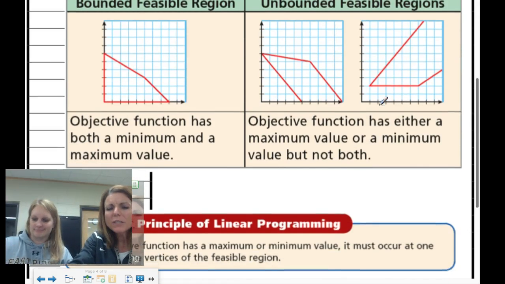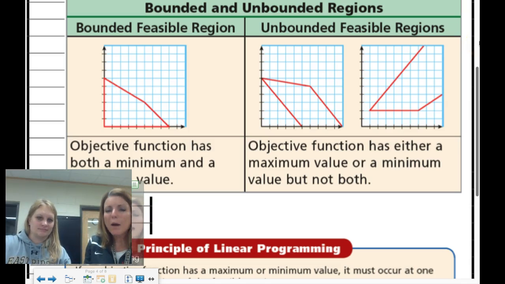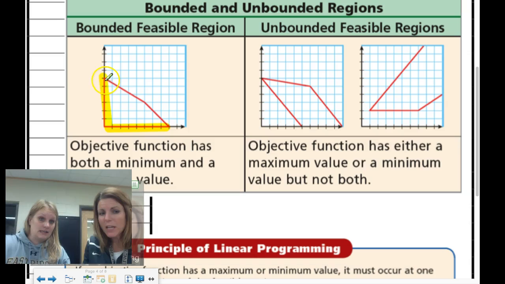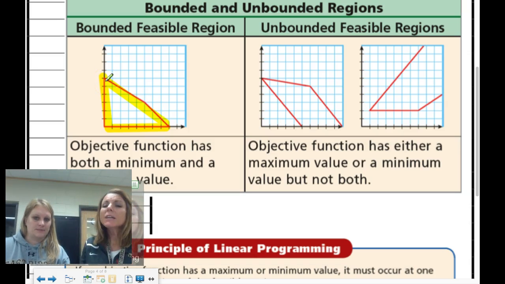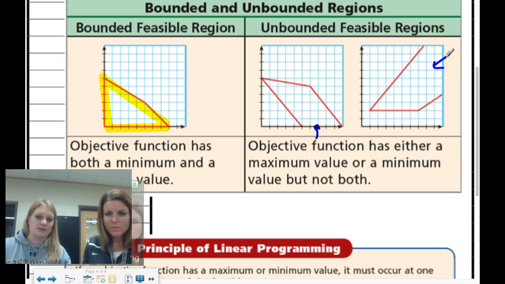All this means is that when you have a bounded region, that means it has a max and it has a min. So in this case, objective function has both a minimum and a maximum. And if it's unbounded, it could have a max or a min, but it doesn't have both. So right here, there's no line, so it's unbounded. Here, there's no line, so it's unbounded.